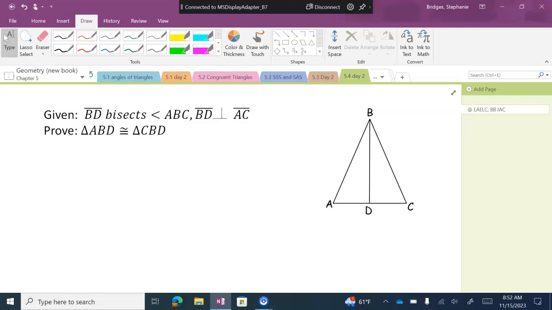No, I'm just writing like a little cheat sheet down. Can you write it down?